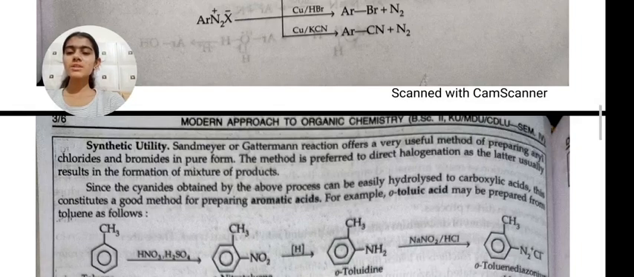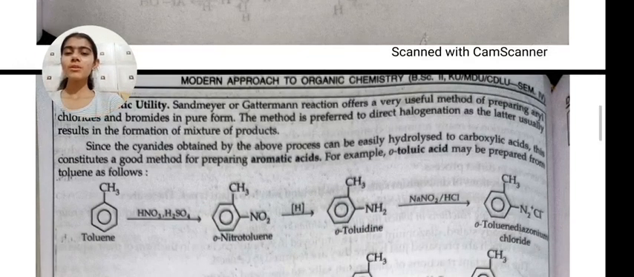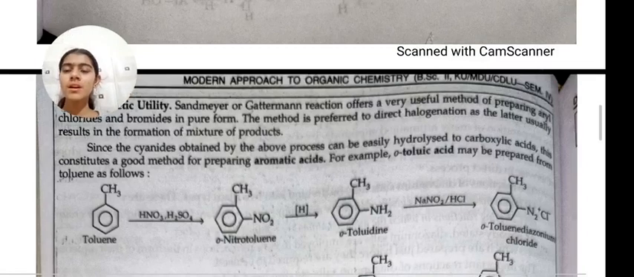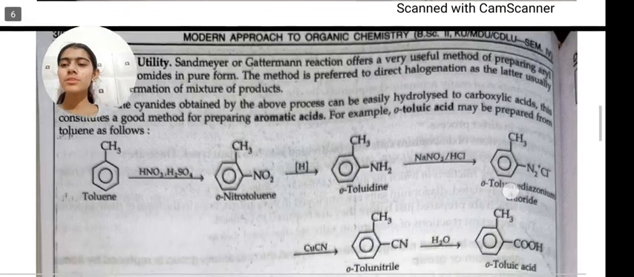Sandmeyer or Gattermann reaction offers a very useful method of preparing aryl chlorides and bromides in pure form. The method is preferred to direct halogenation, as the latter usually results in the formation of a mixture of products. Since the cyanides obtained by the above process can be easily hydrolyzed to carboxylic acid, this constitutes a good method for preparing aromatic acids. For example, ortho-toluic acid may be prepared from toluene as follows.